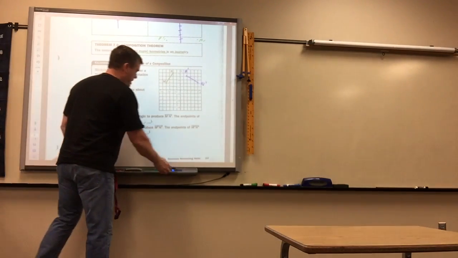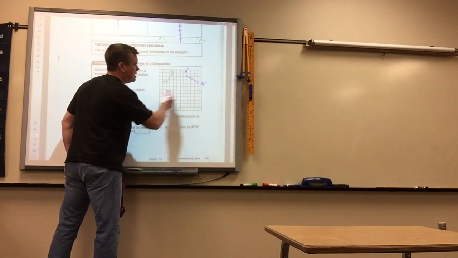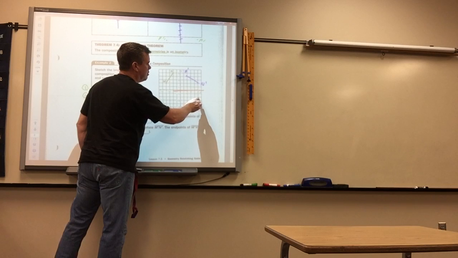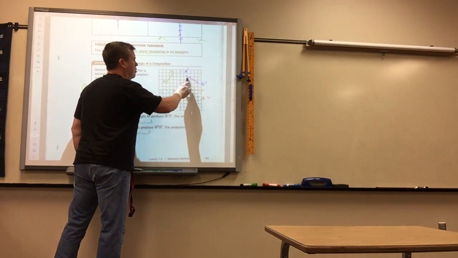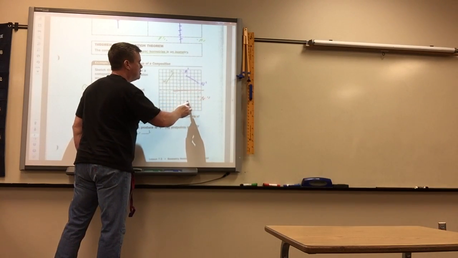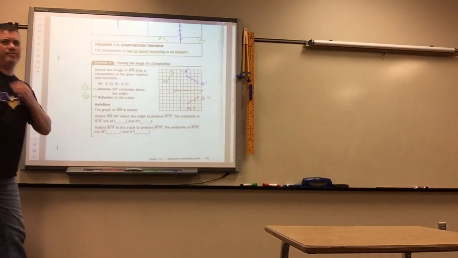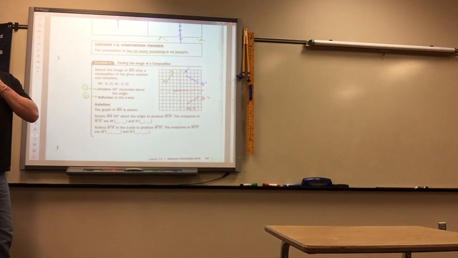Then you reflect it in the x-axis. Here's the x-axis. So N is 2 away, so N double prime would come here. 1, 2, 3, 4, 1, 2, 3, 4. Okay, easy enough.